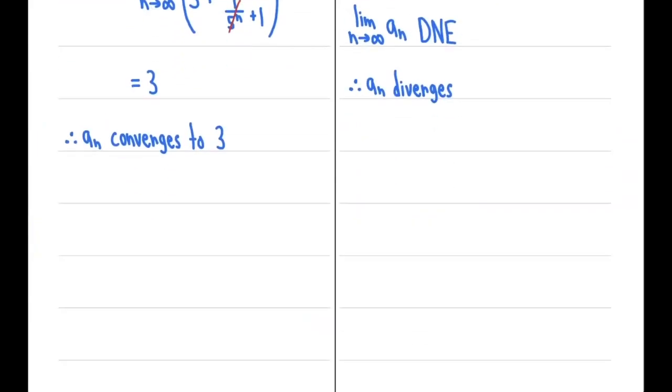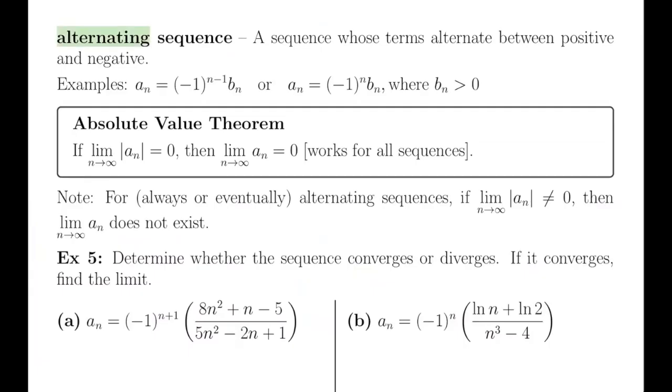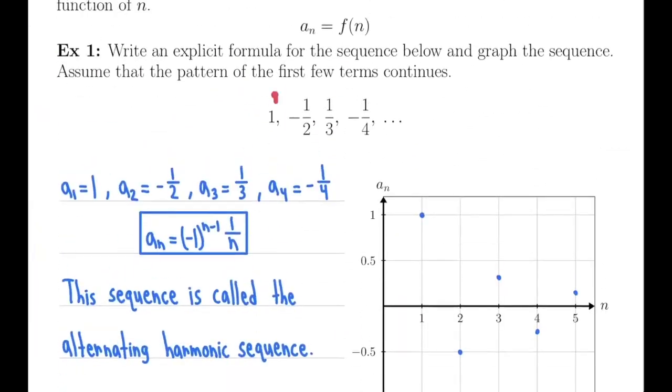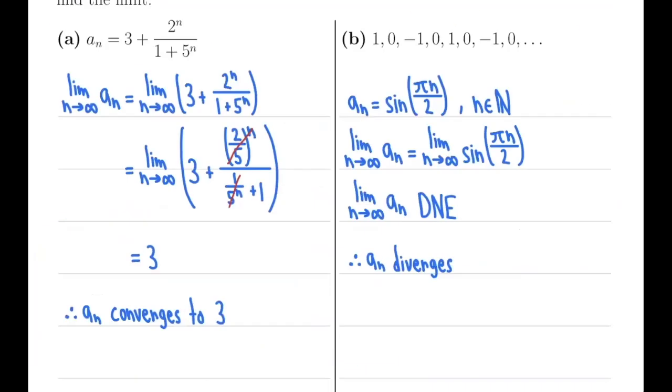Last page. An alternating sequence is another special kind of sequence. It's kind of in the word: it's a sequence whose terms alternate between positive and negative values. We saw that in the first example, right? 1, -1/2, 1/3, -1/4. It's switching between positive and negative values for every single term.